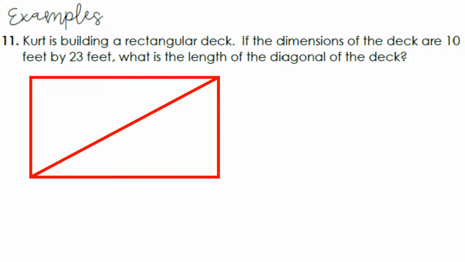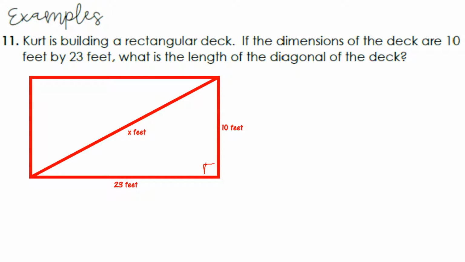It then says if the dimensions of the deck are 10 feet by 23 feet, what is the length of the diagonal? So you've noticed that I drew the diagonal in on my picture. I'm going to label my sides. So I have one side that's 10 foot, I have another side that's 23 foot, and I'm looking for that diagonal that should be x feet.